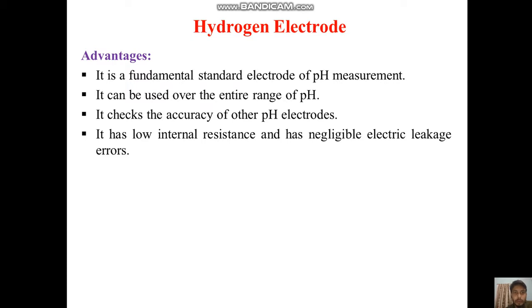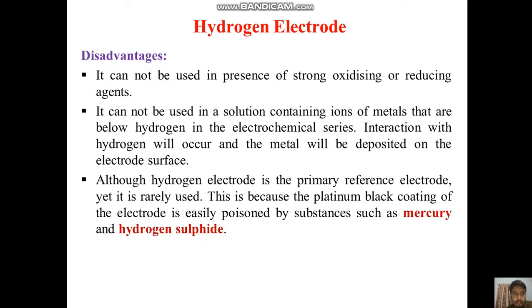Some advantages of the hydrogen electrode are: it is a fundamental standard electrode for pH measurement, it can be used over the entire range of pH, it checks the accuracy of other pH electrodes, and it has a low internal resistance and negligible electrical leakage error.